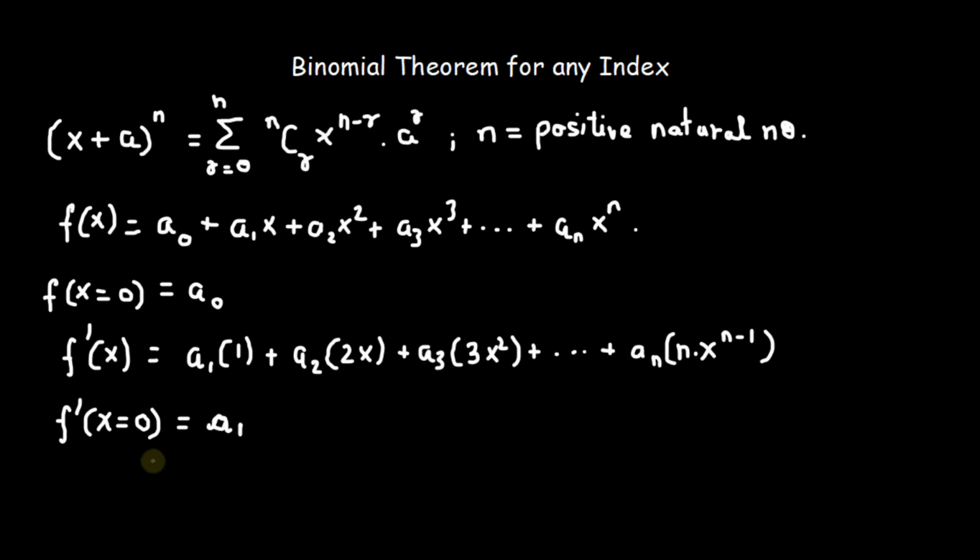Now we'll try to find the second derivative of the function. This is going to be f double prime x, which equals, the first term is a1 times 1, which is simply a1, a constant term, so its derivative will be 0. Then we move on to the second term. We have a2 times the derivative of twice x, which is simply 2, plus a3 times the derivative of thrice x squared, and that will be 6x, plus and so on.